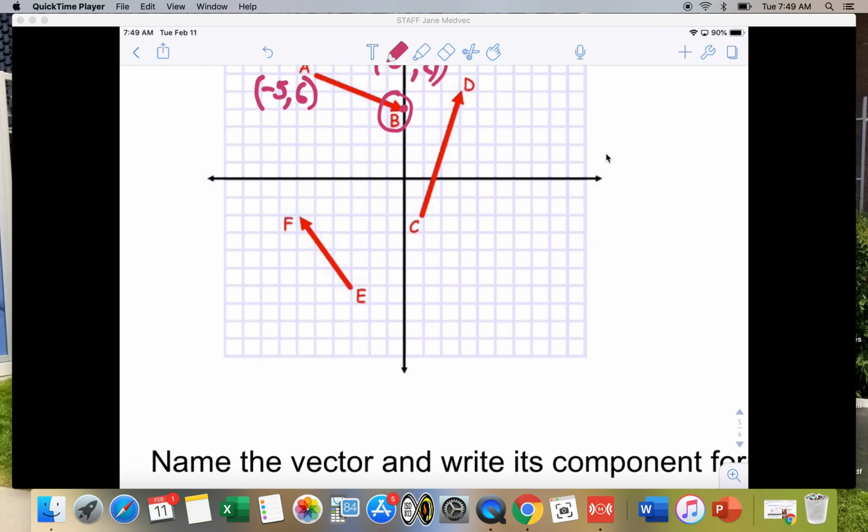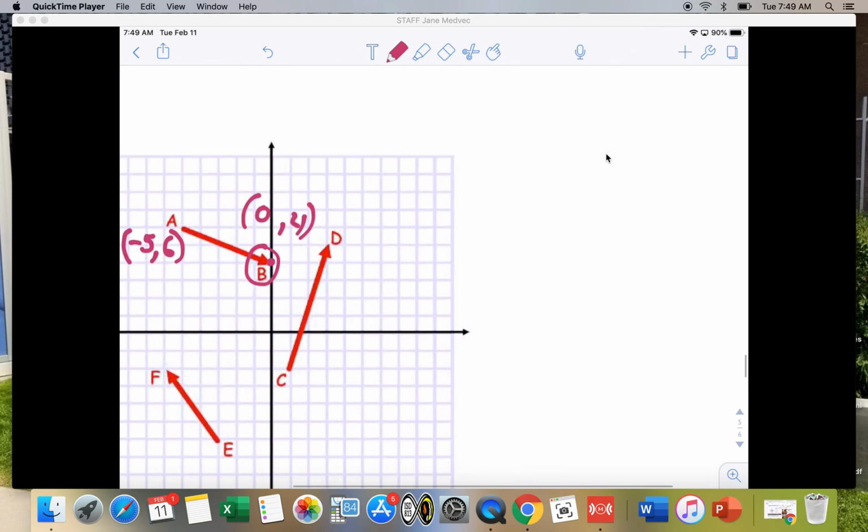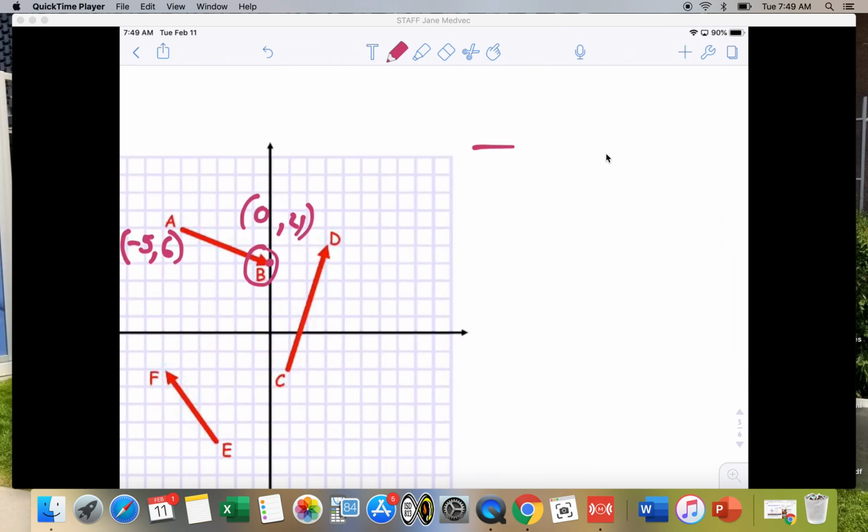And so to be able to do this, we're going to take the arrow A to B, and we start with A and then we go to B. What we did is we got -5, which is here, and it went to 0. So what happened was I added 5. So I'm going to put a 5 here and then put a comma. And then I'm going to look at the 6 and I went to the 4. And so I subtracted 2. So I'm going to go -2.